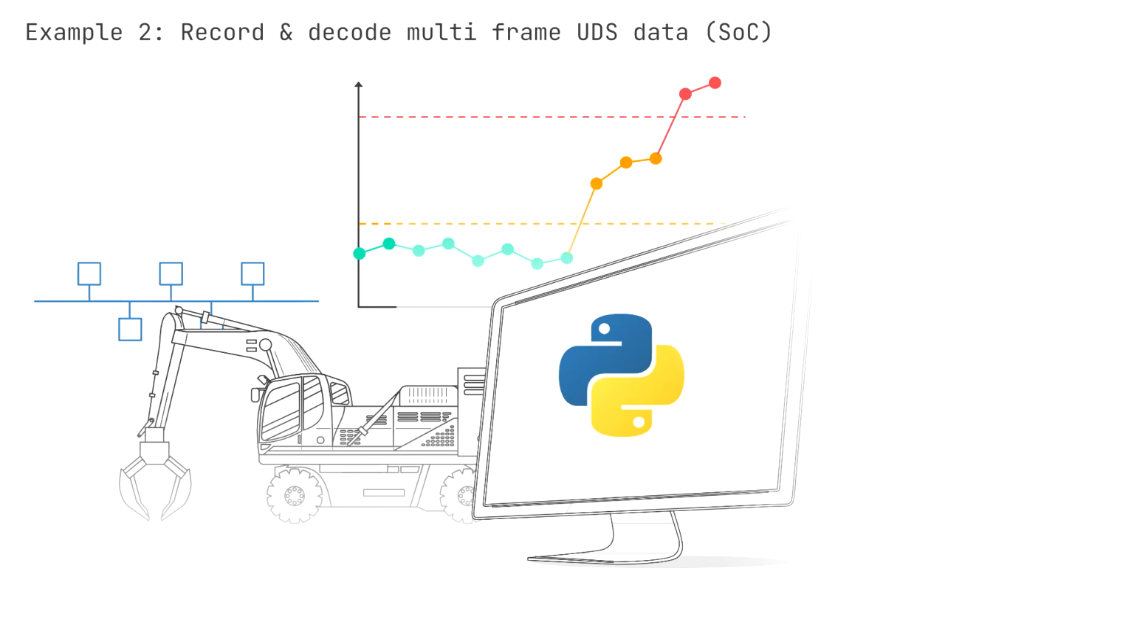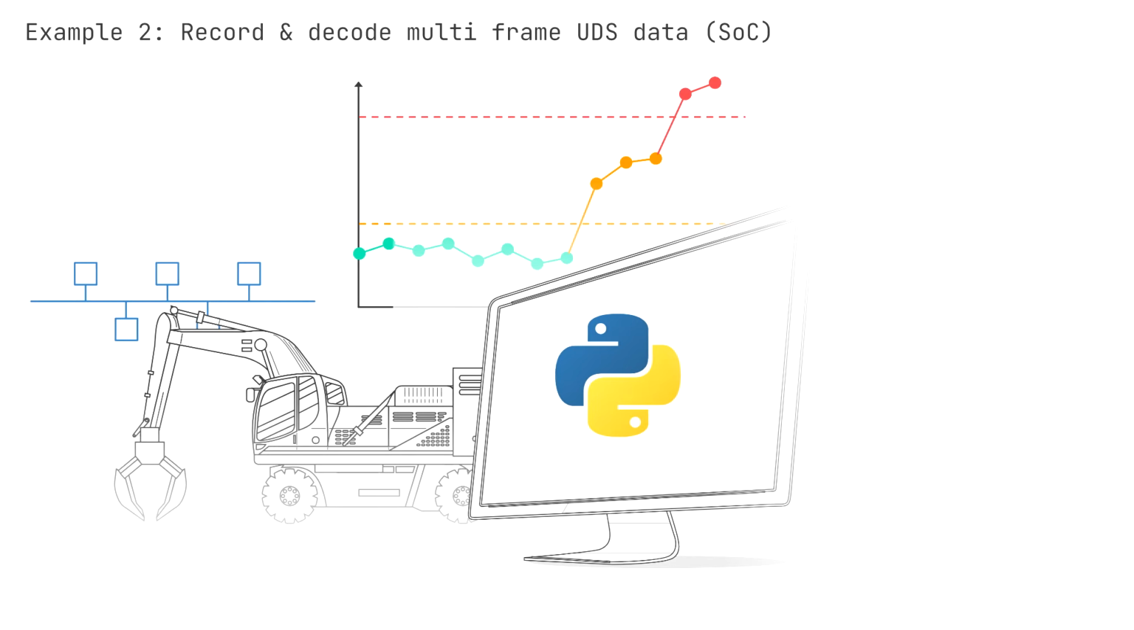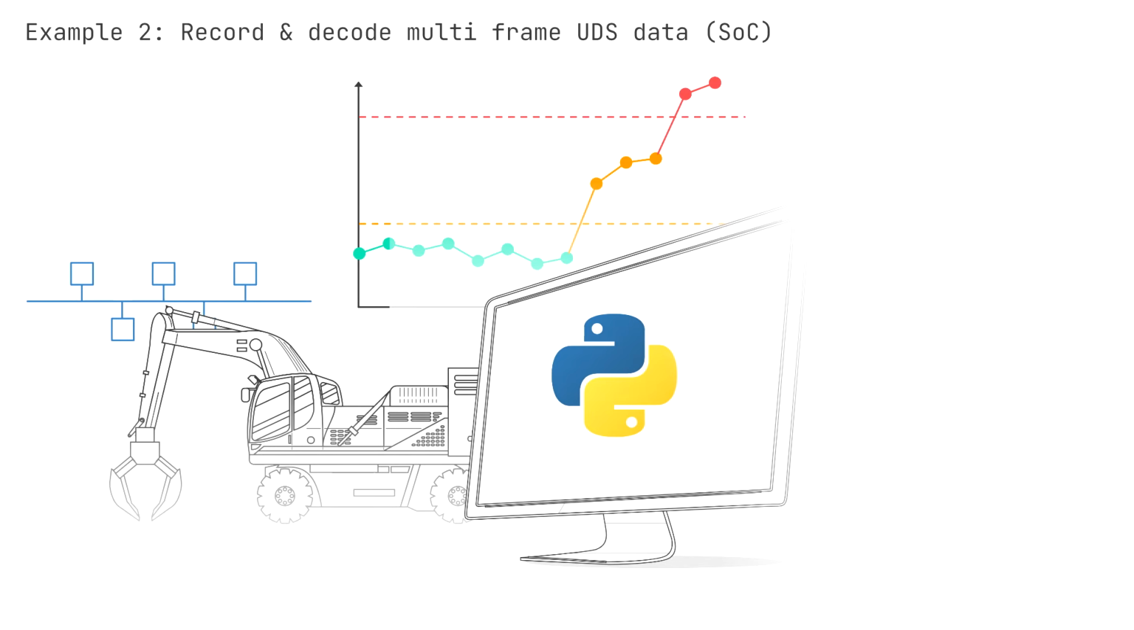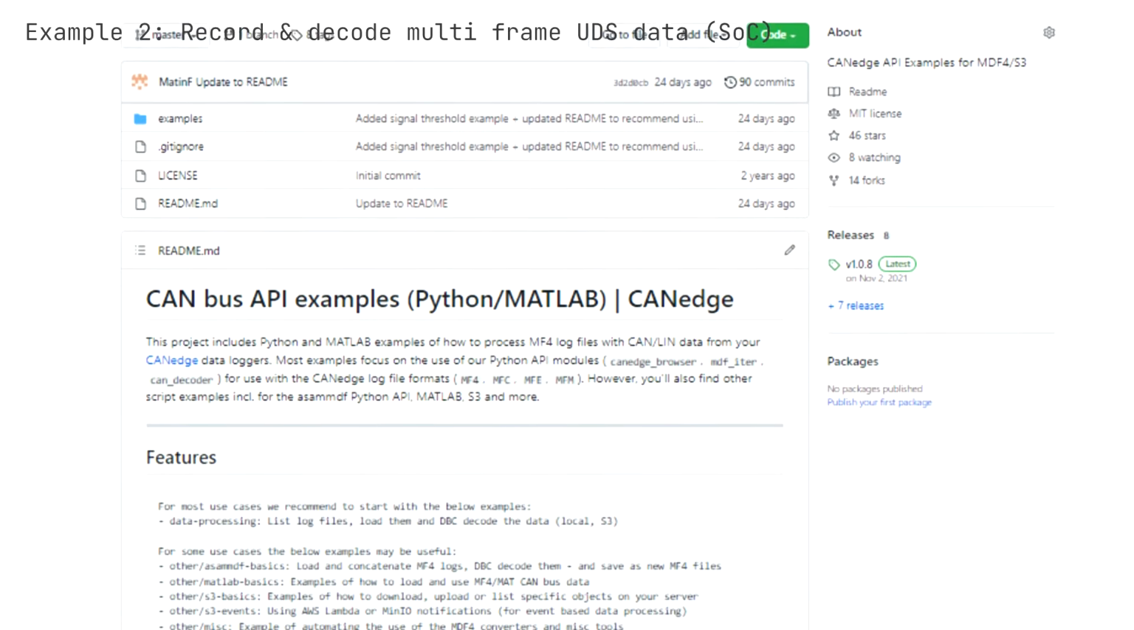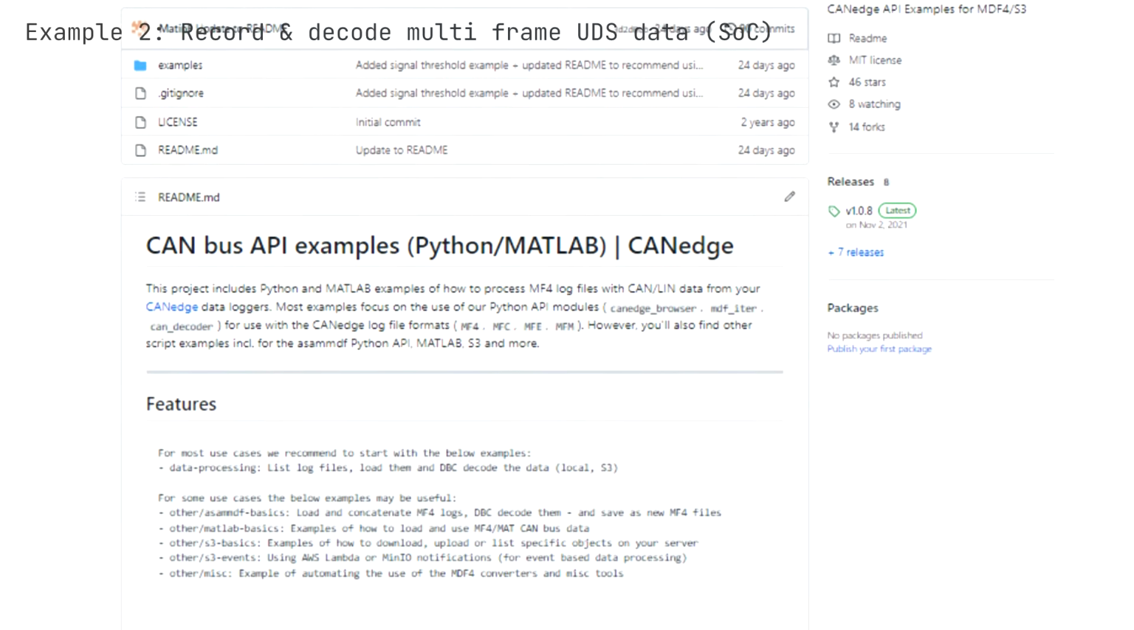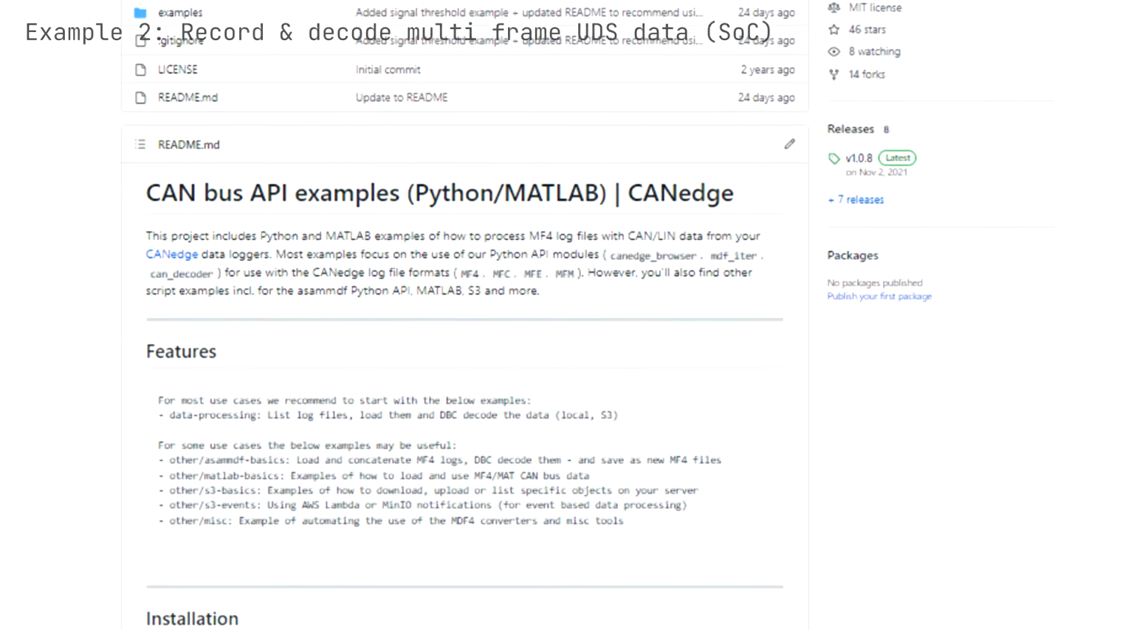Our CAN bus Python API enables reassembly and DBC decoding of multi-frame UDS responses. See our API examples repository for more details, including the Hyundai Kona sample data.